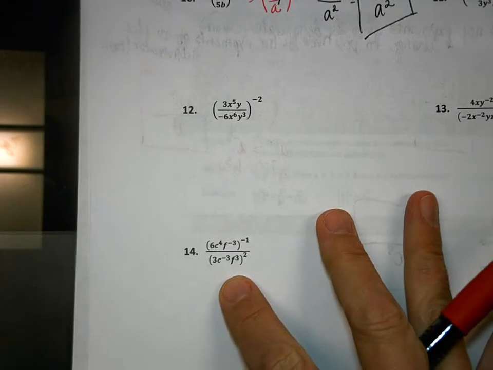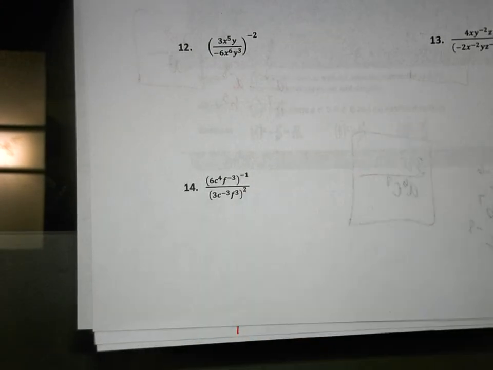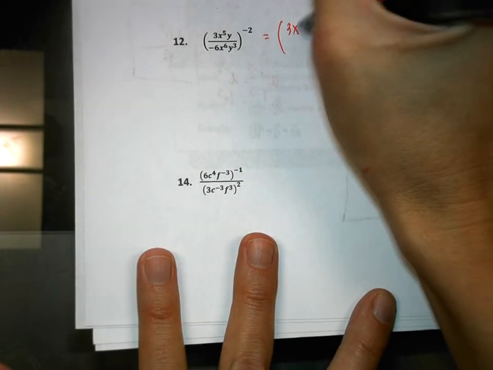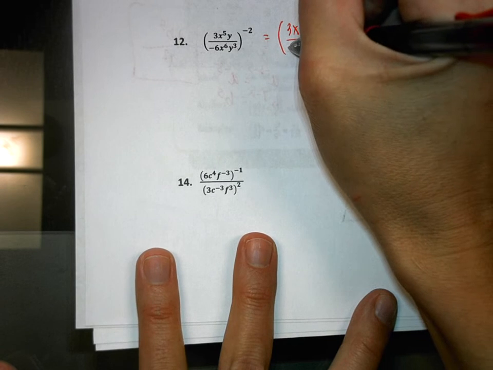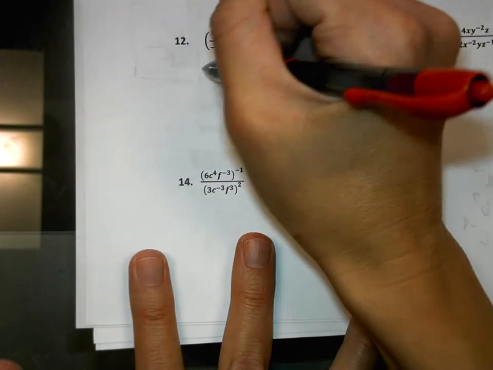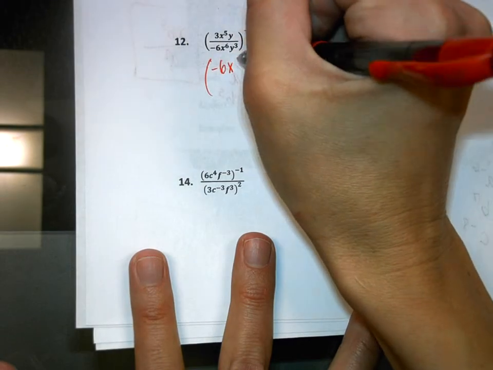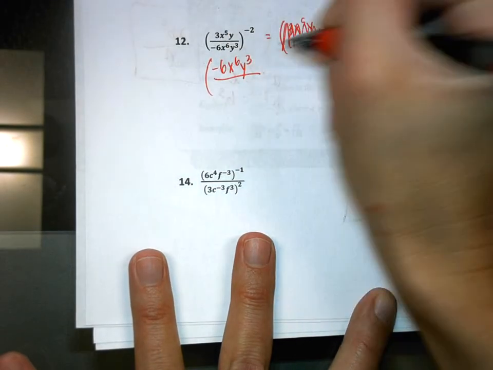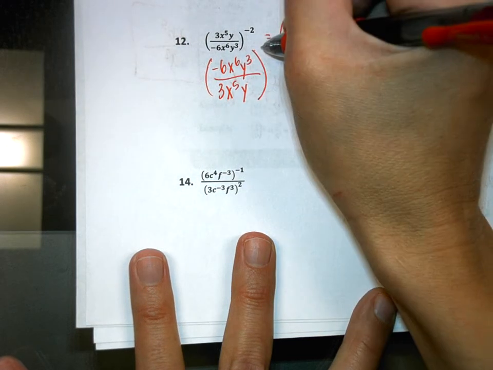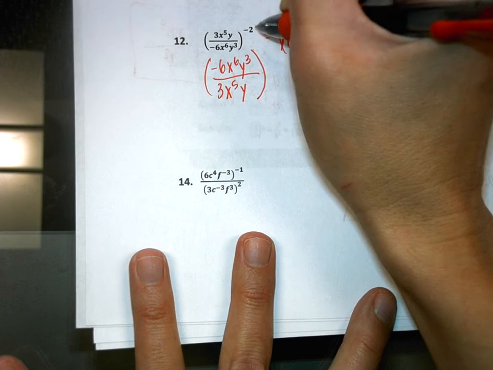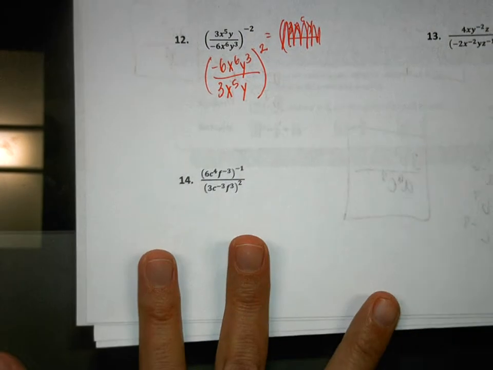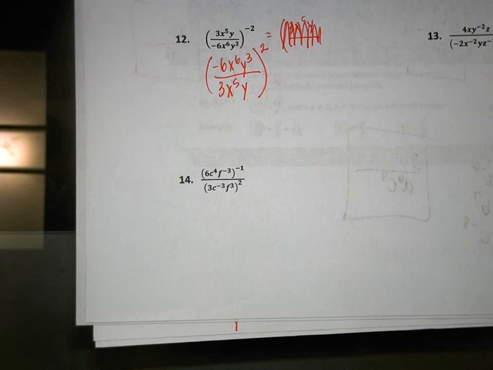Okay, what is the first thing I would do here? Very good. Flip the fraction. Okay, so we get 3x to the 5th y over, oops, I did not flip it. Okay, let's try that one more time. Okay, so we're going to get negative 6 x to the 6th y to the 3rd on top over 3x to the 5th y in the denominator. And then that negative 2 exponent then changes to a positive 2. Okay, so we just flipped everything and made that now a positive 2.